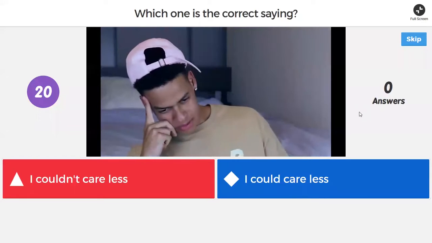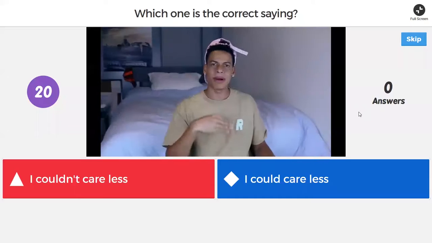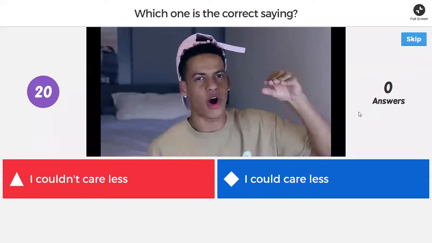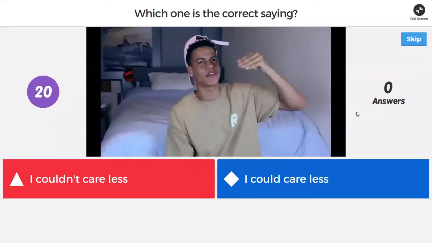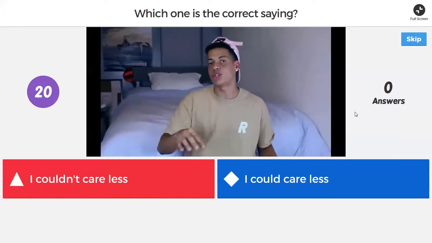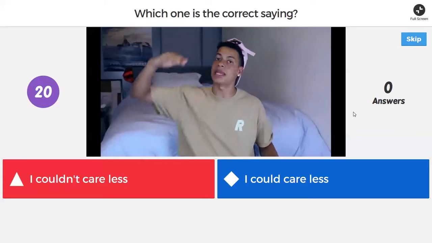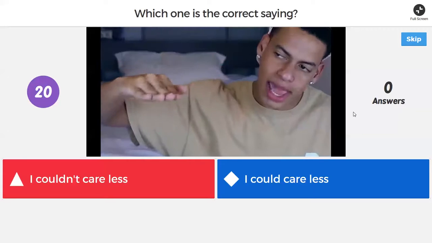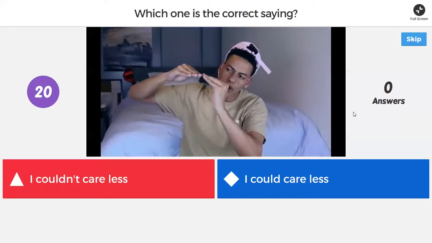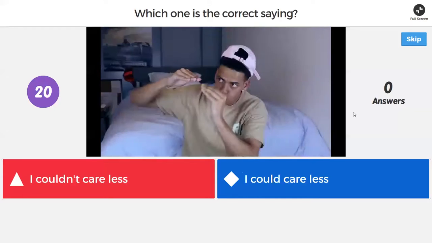And I'm thinking to myself, wait, what the heck? By saying, I could care less, that implies that you already care a little bit. You know, you have some care in there. Normally you'd be saying this about something that you don't care about whatsoever. So you would say, I couldn't care less, meaning you literally have no care whatsoever. So you could physically no longer care less than you do because you don't care anymore.